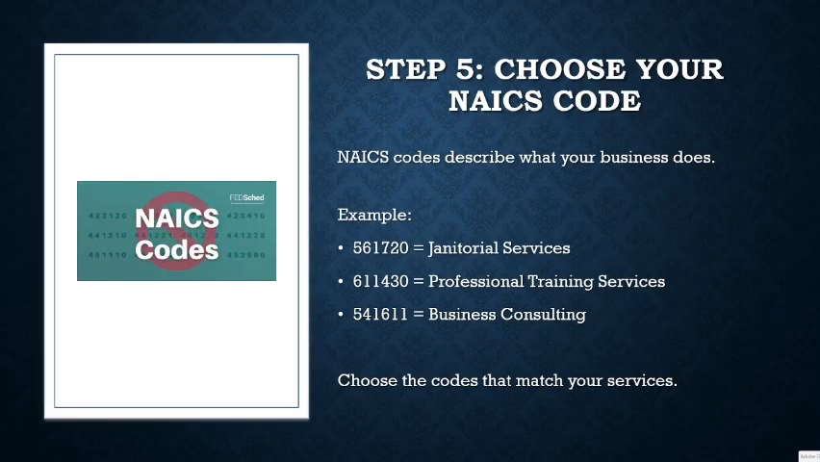Next, step 5, choose your NAICS code. NAICS codes describe what your business does. Example, numbers 561720 is for janitorial services. Number 611430 is for professional training services. We have that. Numbers 541611 is for business consulting.